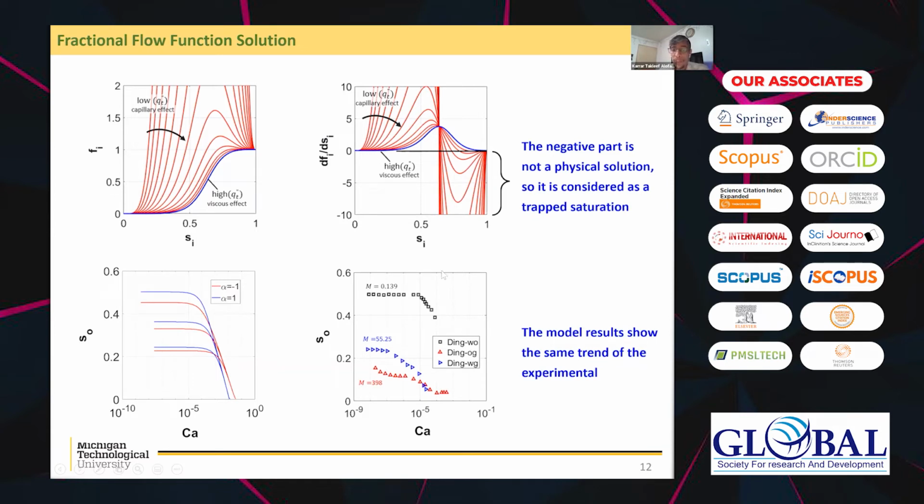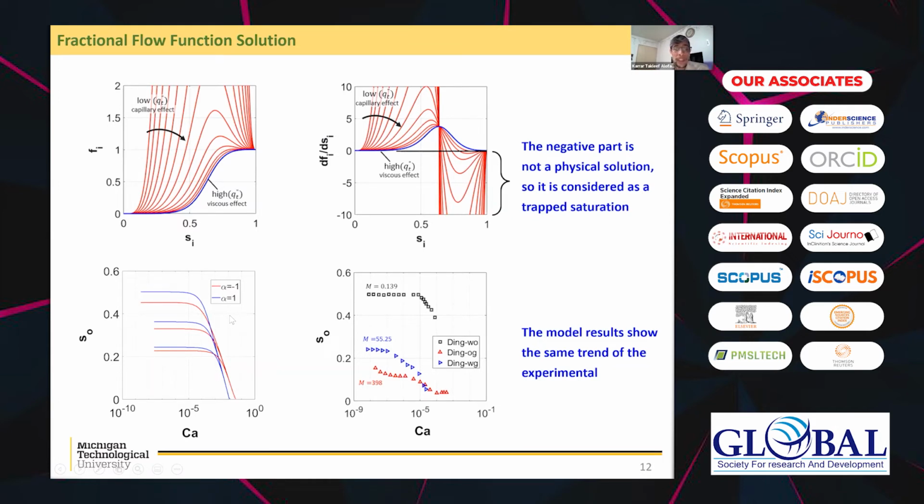So if we look at the saturation, this is not a solution, which means this is part of the liquid which is held up in the porous media, and it's immobile liquid. So it's considered trapped saturation. When we extrapolate these saturations, we end up with these curvatures for both imbibition and drainage.